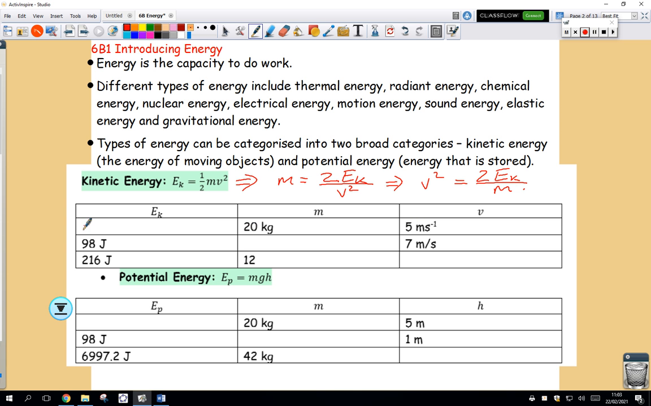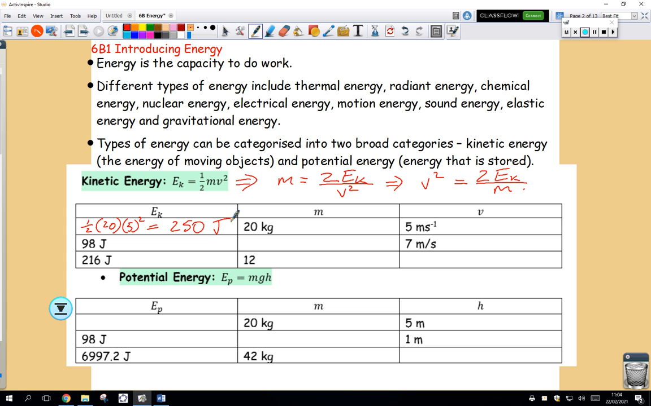I can write that out. A half times 20 times 5 squared. But I'm hoping you can see that's just 10 25s, which is 250. My units for energy, well, energy is the capacity to do work, so my units for energy are joules, the same as my units for work.